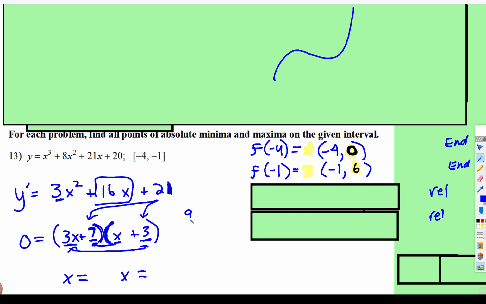3x times 3 is 9x. 7 times x is 7x. When you add those together, you get 16x. So those are our factors. And so you do the additive inverses, or the inverse operation. So x is equal to, the opposite of positive 7 is negative 7, and the inverse of multiplying by 3 is dividing by 3. So at -7/3 will either be a min or a max.